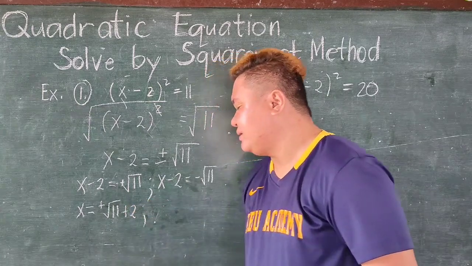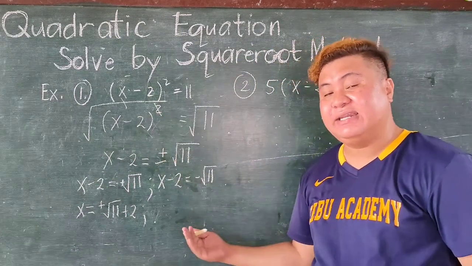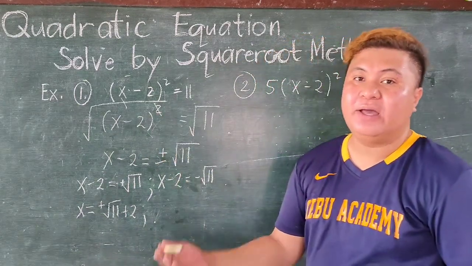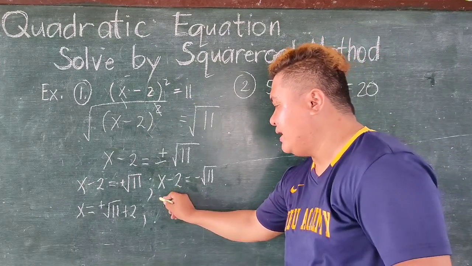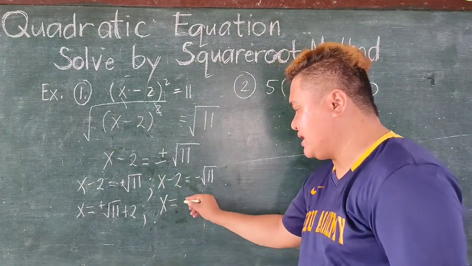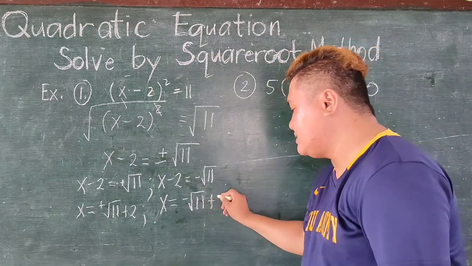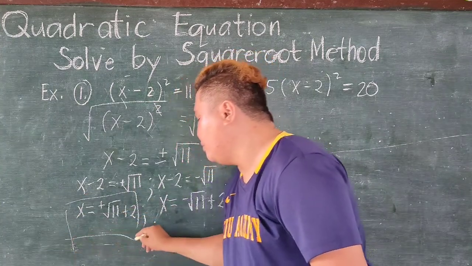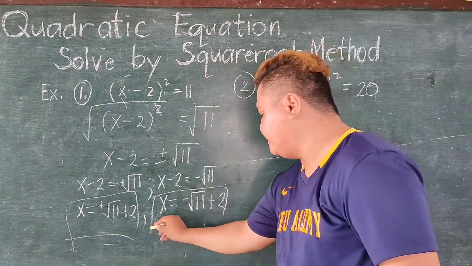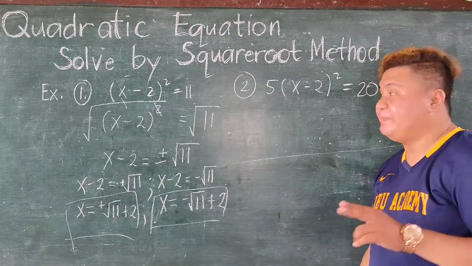When you transpose to the other side, the negative becomes positive. And then, on this one, you have x equals, just copy, negative √11 + 2. And now, you have your answers. Let's move on to example number 2.